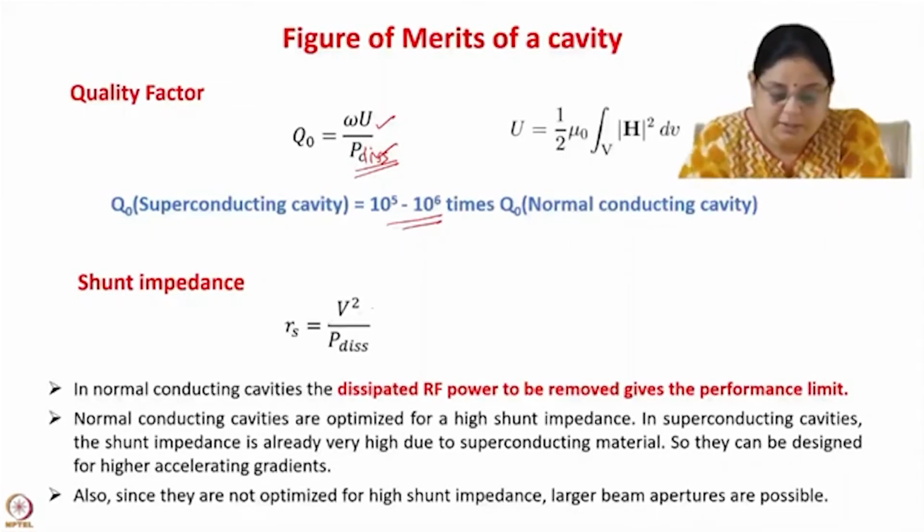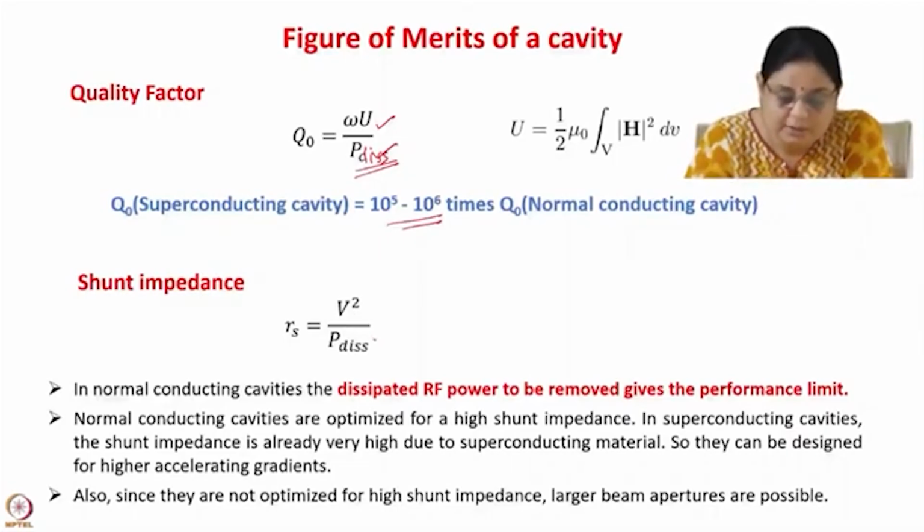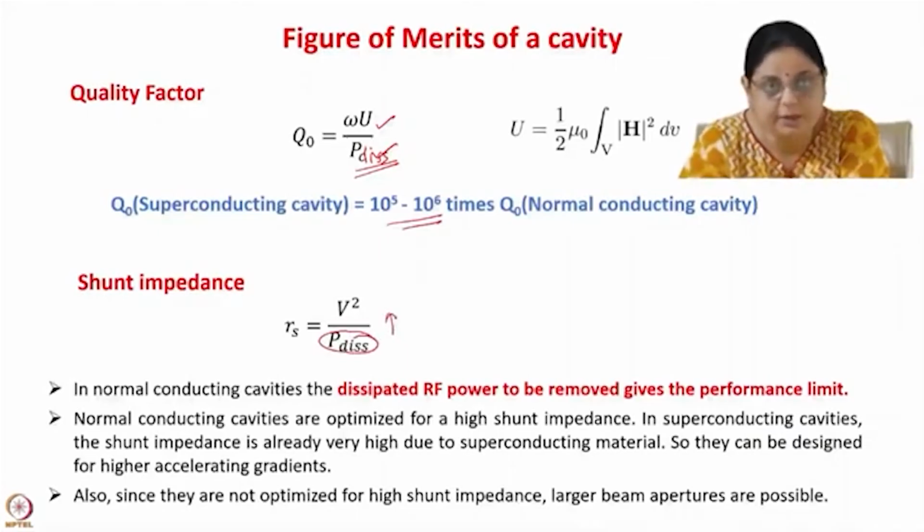The shunt impedance is given by the axial voltage divided by the power dissipation. Now in normal conducting cavities, the cavities are optimized for high shunt impedance. So their geometry is optimized so that you get high shunt impedance. In superconducting cavities, since power dissipated is so small, the shunt impedance is already very high. So you need not optimize it for shunt impedance.